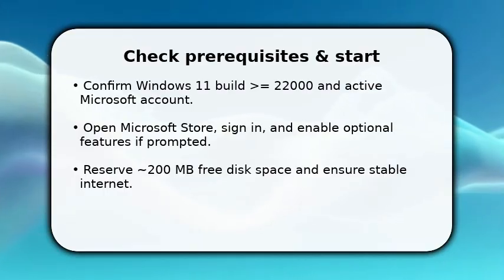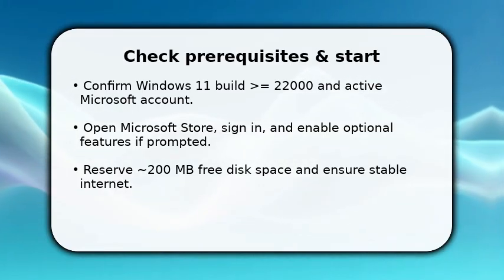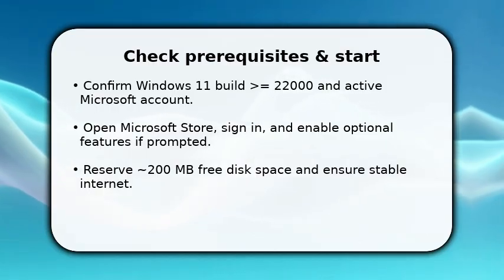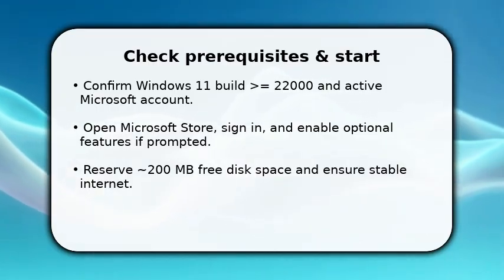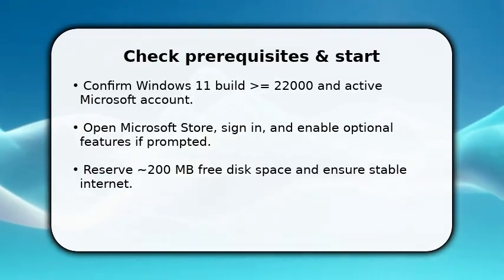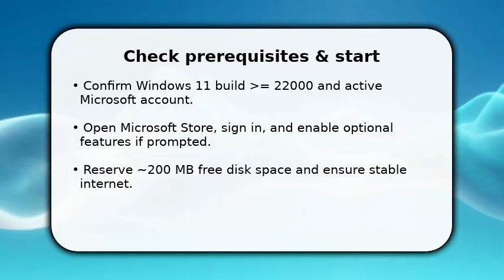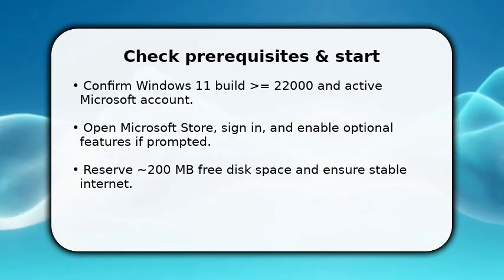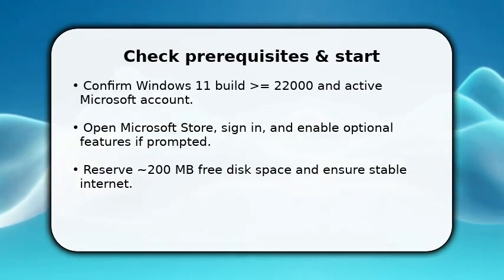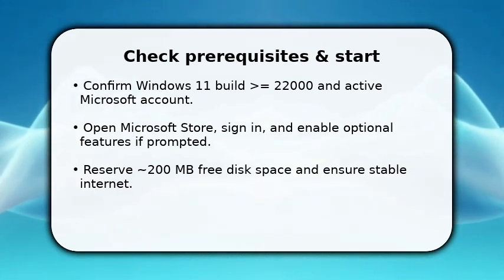You begin by confirming prerequisites. Make sure your PC runs Windows 11 build 22000 or later and you're signed into a Microsoft account. Next, open Microsoft Store now. This is where Paint 3D installs. If Store prompts for optional features or updates, accept them. These often unblock legacy apps. Once done, check you have roughly 200 MB free and a steady connection. This prepares the system, so the install proceeds without permission or compatibility interruptions.